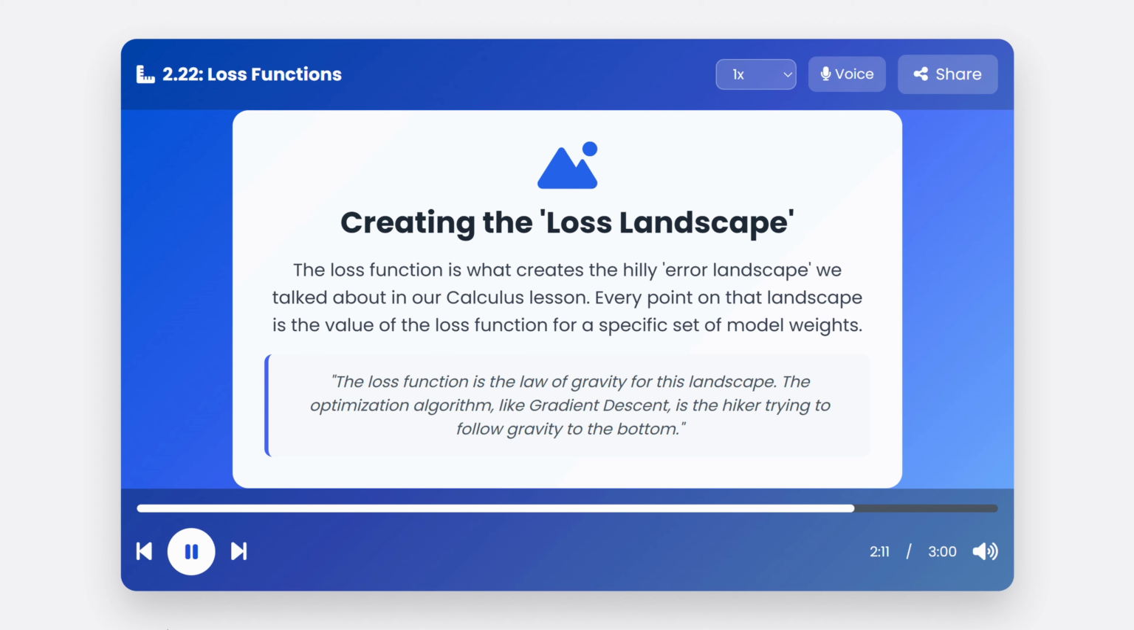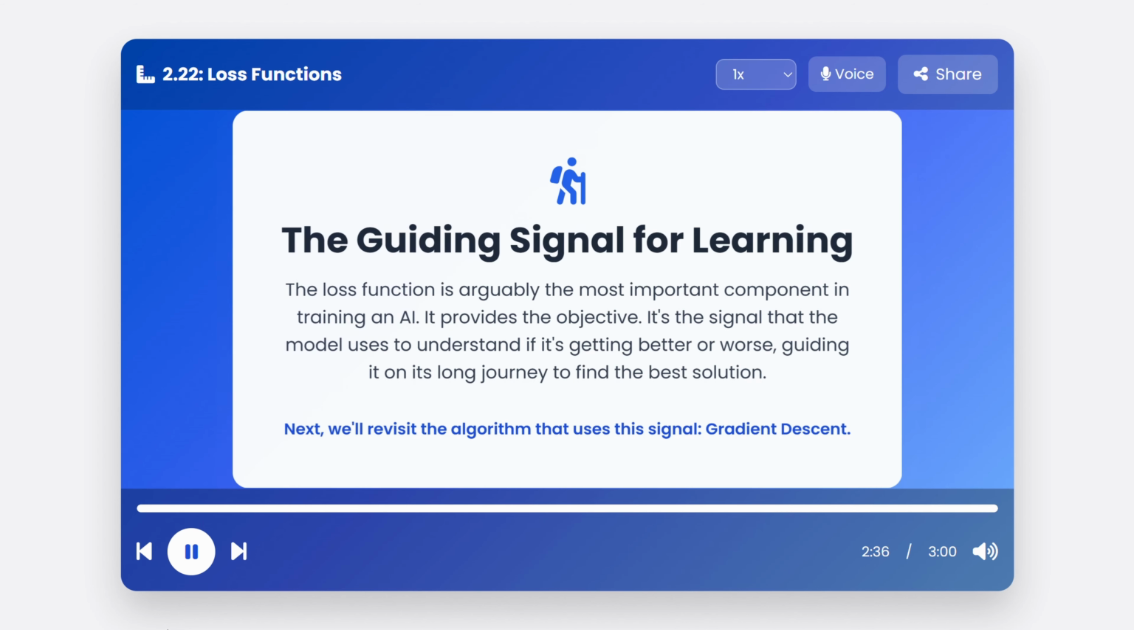Now, this connects directly back to what we learned in calculus. It is the loss function that actually creates the loss landscape, that giant, hilly terrain where low points represent good models. For every possible configuration of the model's weights, the loss function gives us the altitude, or the size of the error.